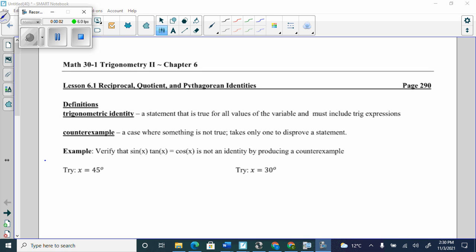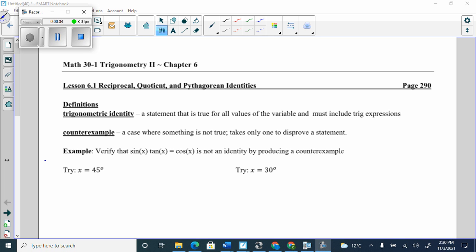A trigonometric identity is a statement that is true for all values of the variable and must include trig expressions. So a trigonometric identity means that no matter what I fill in for x, the left side would equal the right side. A counterexample, a case where something is not true, takes only one to disprove it. If I find one x that doesn't work, it immediately kicks it out, and it doesn't work for all of them. You can't just find it for some and then say it works for everything. If you find one that doesn't work, it immediately doesn't.